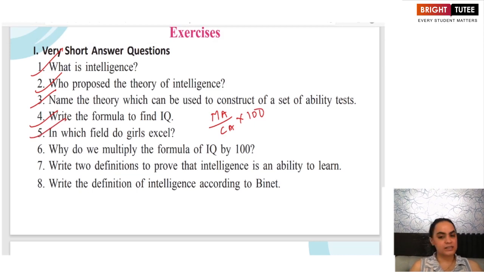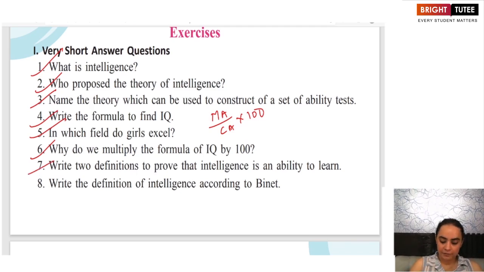Now the girls, there is no particular field in which the girls excel because it has been clearly stated by the psychologists that intelligence has got no relation to gender. There is no specific gender that can excel in one field or the other. Why do we multiply the formula of IQ by 100? Because 100 is the average intelligence quotient that is required in a person.